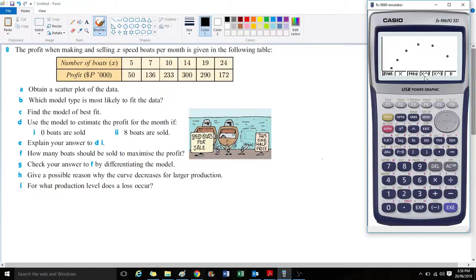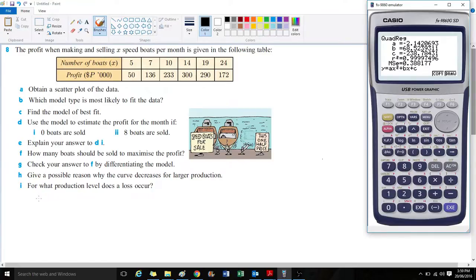Okay, well let's go ahead and calculate a quadratic. Alright, and we can see it's got a very high coefficient. How does it compare with the cubic? Okay, cubic also has very strong correlation, but we might just stick with the quadratic because it's pretty much one, and quadratics are a little bit easier for us to deal with, not as many numbers to write down. So which model type is most likely to fit the data? Yep, quadratic. Find the model of best fit.